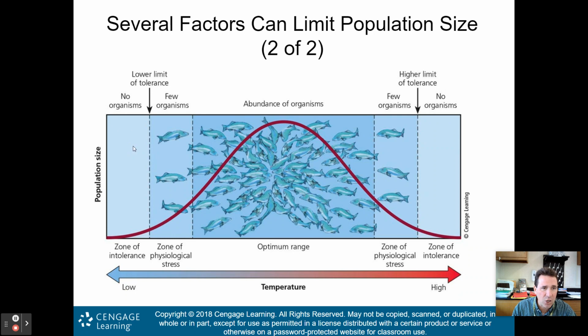Obviously, the lower limit, no organisms when water gets too cold, and no trout organisms when the water gets too hot. Again, that tolerance is where, in that zone, most of your organisms are going to be able to live. And in this, it's that medium temperature zone here for the trout.